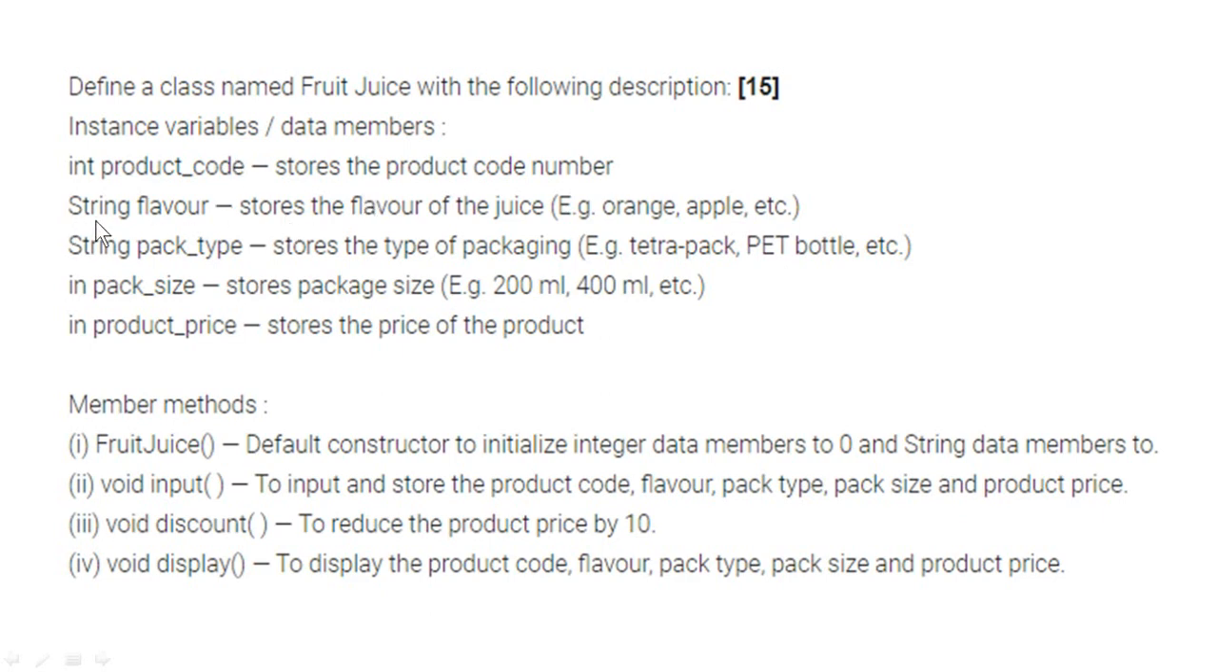Then next one is string flavor. It stores the flavor of the juice. So it is like orange, apple, or any fruit, you can specify that name, that is string, so that will be stored in flavor. And then next is string pack_type. It stores the type of packing. So it is a tetra pack or a pet bottle, whatever type you want, you can specify that. That is also string type, so the string has to be typed.